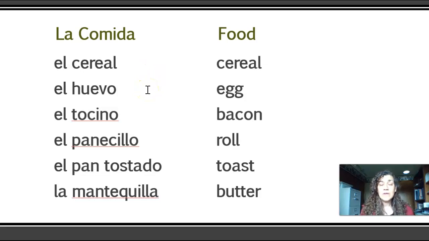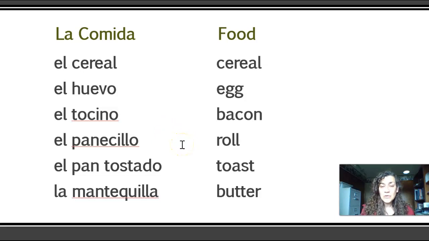Okay, el huevo is an egg, or the egg. El huevo. El tocino is bacon. And in some places they also say el bacon, which is spelled the same way but with an accent on the O. But el tocino is used quite frequently. El tocino.